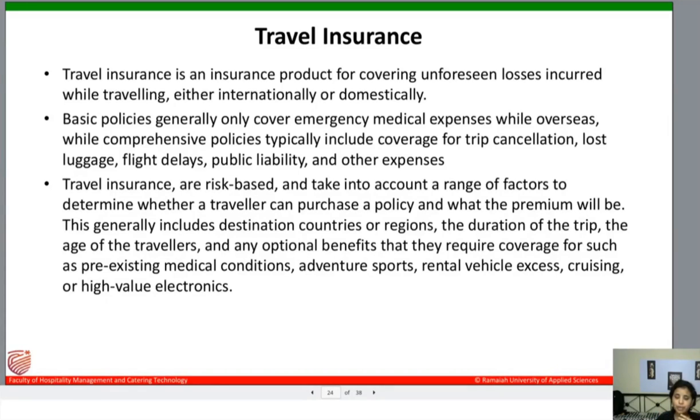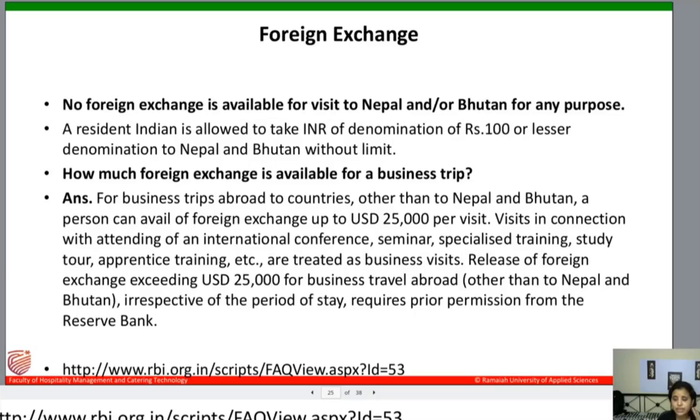So either a traveler can get travel insurance done by a travel agency, tour operators, or from the banks who are authorized to provide travel insurance services. And there are private players as well, individual private travel insurance providers. So what do these policies generally cover? It covers all medical expenses, the trip cancellation, lost luggage, flight delays, public liability, and others. So any kind of riots, mishaps happening would be considered under the insurance you have paid and taken for your international travel. Foreign exchange we have discussed.